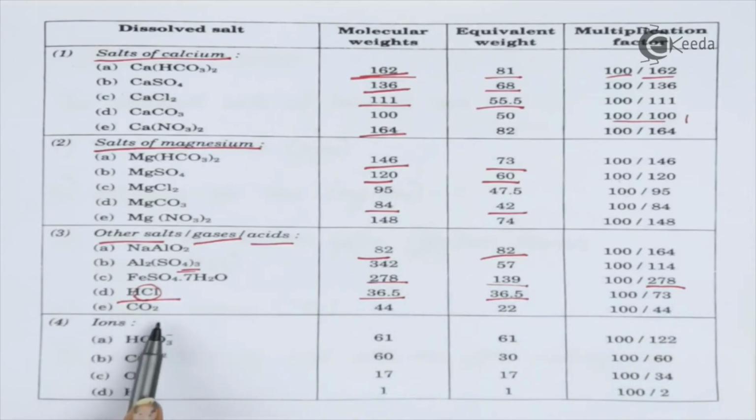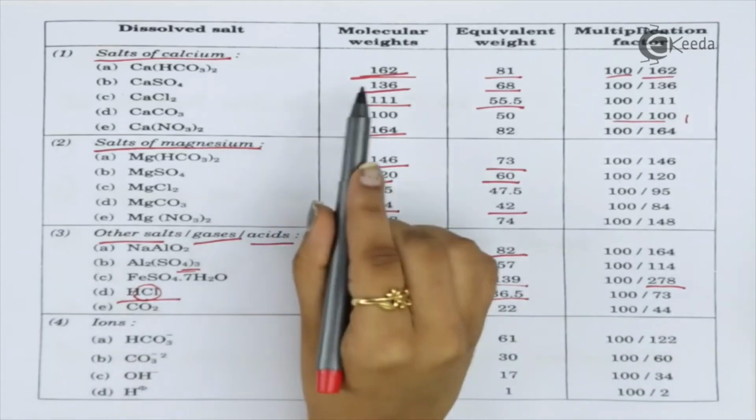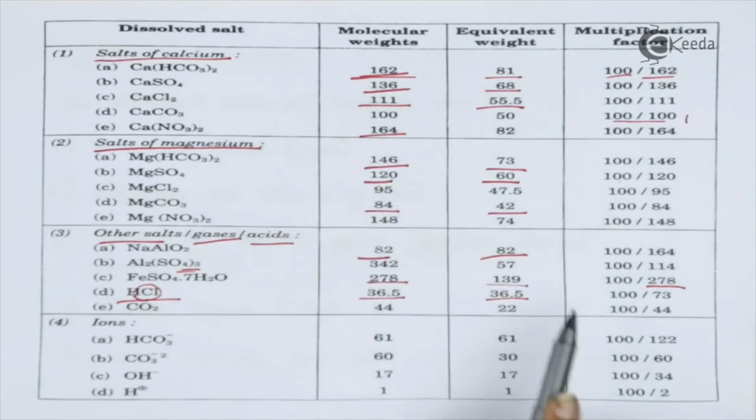Finally, we have CO2 over here. CO2 has a molecular weight of 44 and the equivalent weight will be 22. Why? Because 44 divided by 2 will be 22. Now the multiplication factor will be either 100 by 44 or 50 by 22.